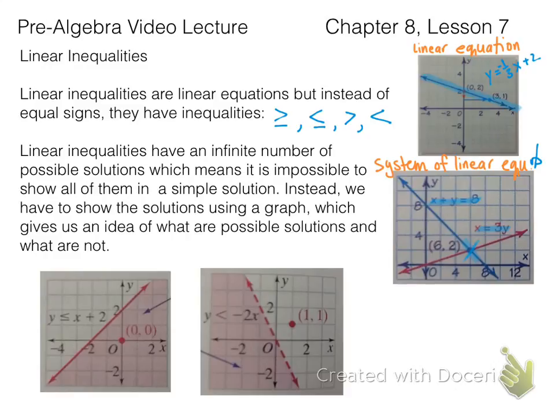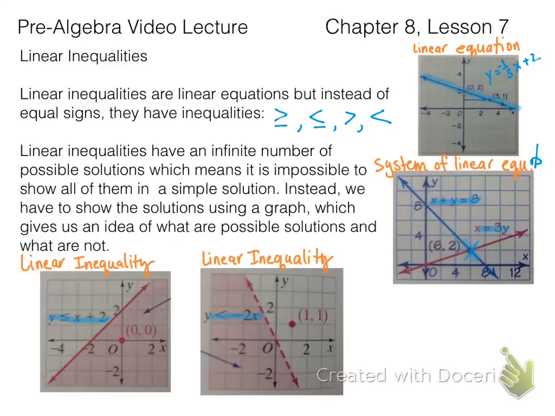And then when we have linear inequalities, down here at the bottom, you'll notice that there's a whole shaded region. There's a whole region that's pink in this case. And that shaded region is where every possible solution to the linear inequality, like that one, and that one, can be.